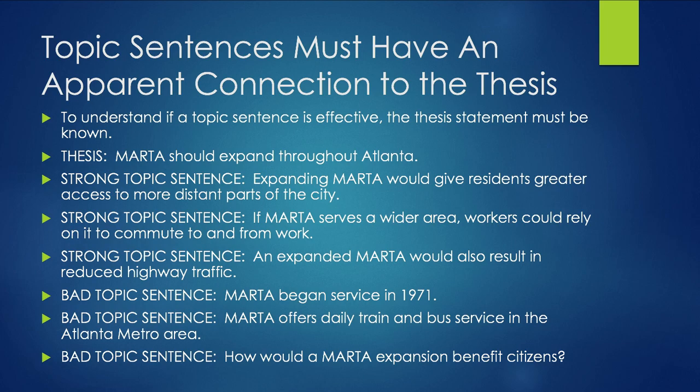Another successful topic sentence: an expanded MARTA would also result in reduced highway traffic. These are all reasons and justifications that support that thesis statement, and each offers something that can be debated or argued or defended within the paragraph itself. But once you have supported that idea, you have also in turn supported a component of the thesis statement.